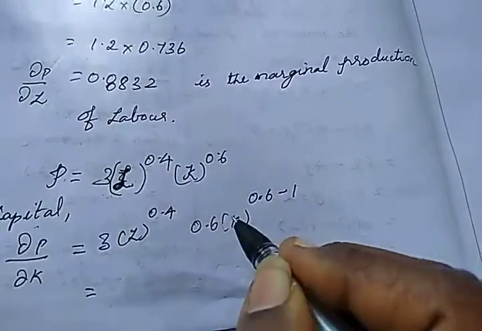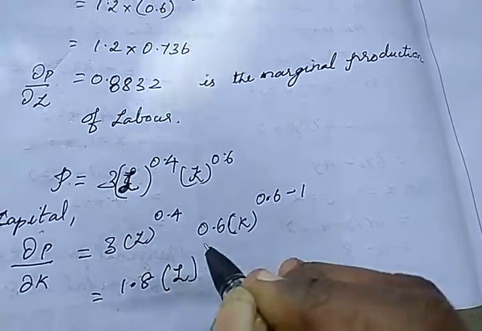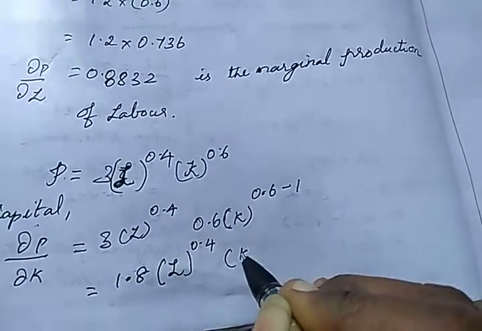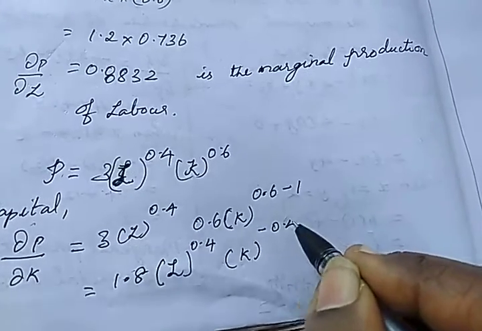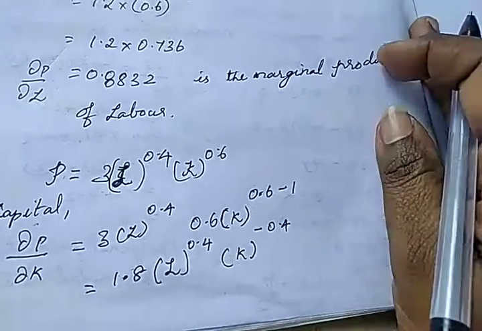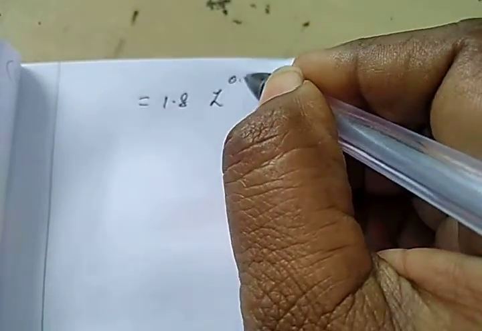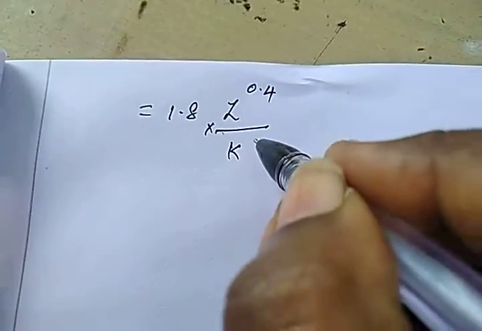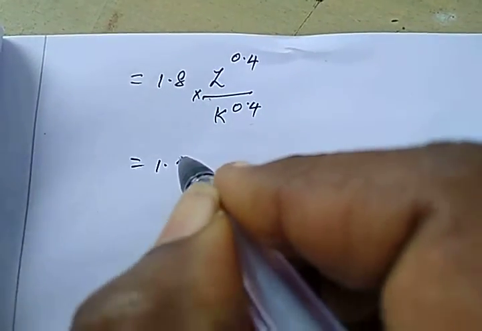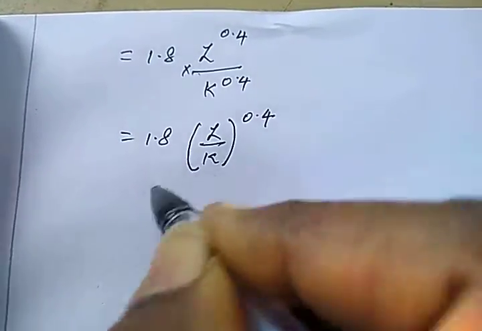So 0.6 into 3, 6 3s are 18. 1.8 L to the power 0.4 K to the power 0.6 minus 1, which is minus 0.4. So this is negative power. I am going to bring it down to make it a positive power. I will get 1.8 L to the power 0.4 divided by K to the power 0.4. 0.4 I am going to take in common. I'll get L by K whole to the power 0.4.